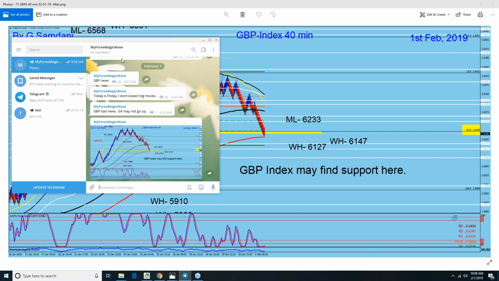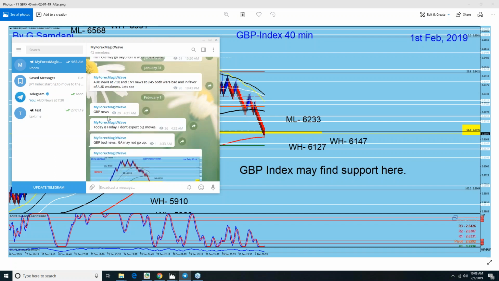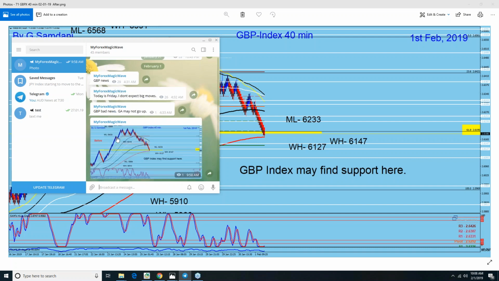This is my Telegram channel where I put the setups and everything here. The charts, quickly made charts for the trades. Heads up. Pound bad news. GA may not go up. That's what happened. GA went down.